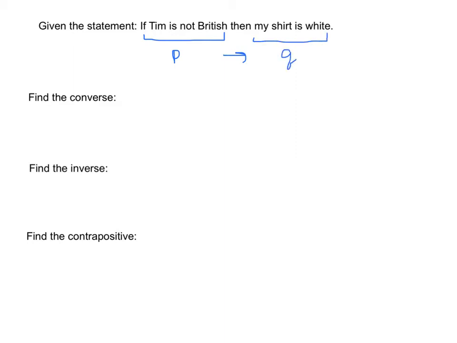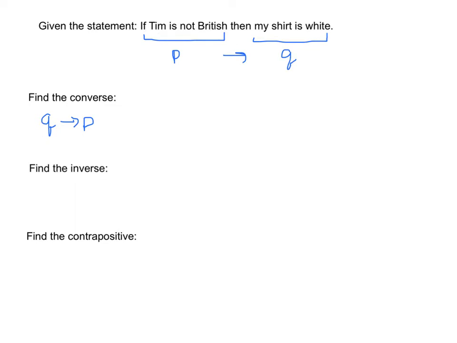The first thing we need to find here is the converse. What the converse does is it simply flips P and Q. It flips the consequent and the antecedent, and it looks like if Q, then P. So really the hard part of doing the converse, the inverse, and the contrapositive is simply memorizing which is which.